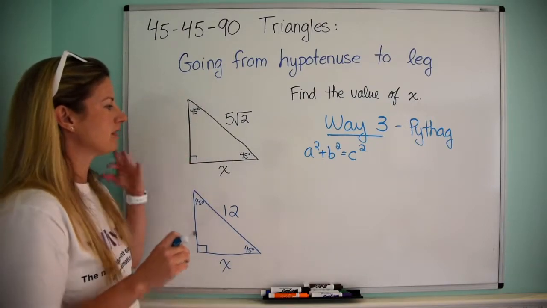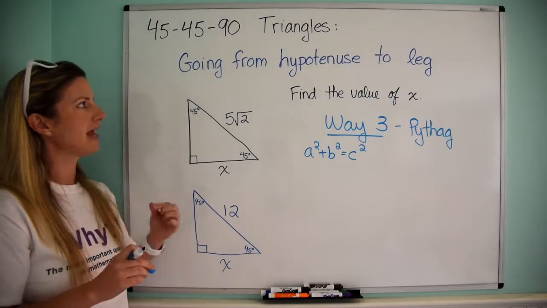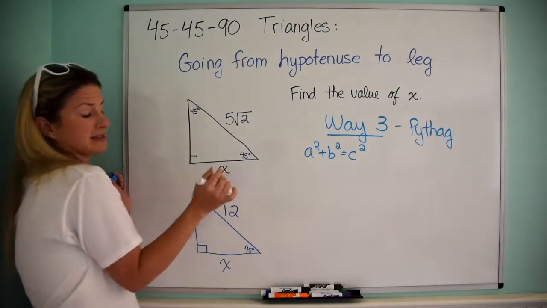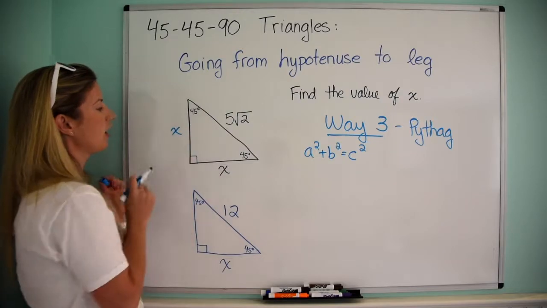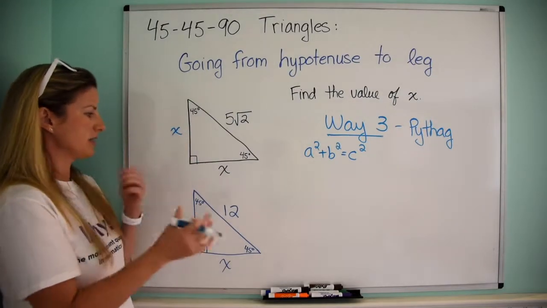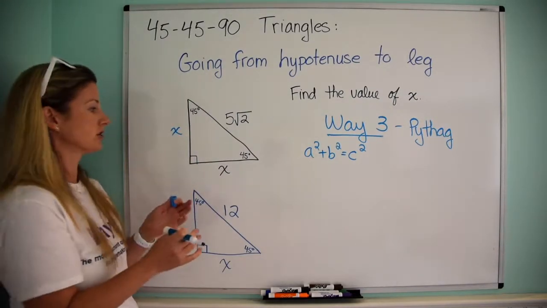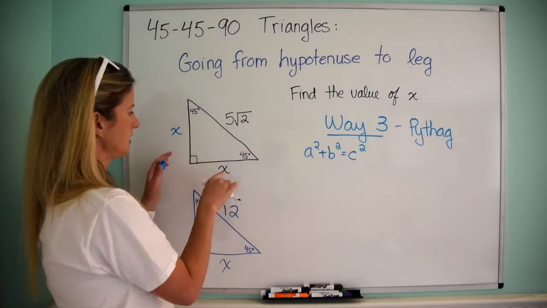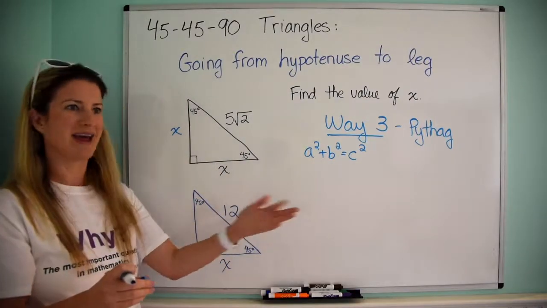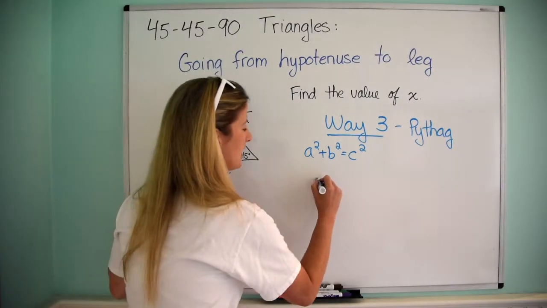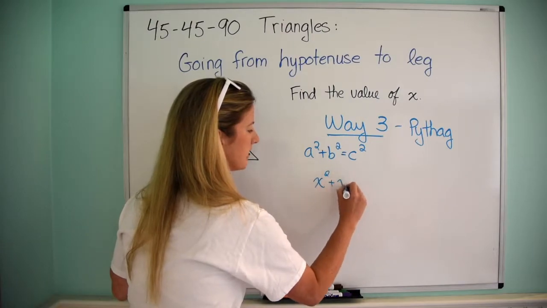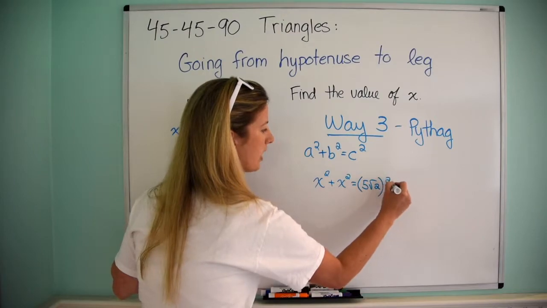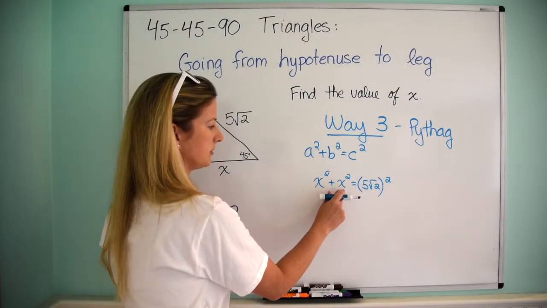So again, remember the cool thing about 45-45-90 triangles is that they're isosceles. So you know the leg is x, that's what you're trying to solve for. So you can just call the other leg x because they have the same length, the same measure, okay? So it makes it easy. Then what we're going to do in this case is say, I remember Pythag, this is great. Trying to solve for x, so x squared plus x squared equals 5 root 2 squared, okay?